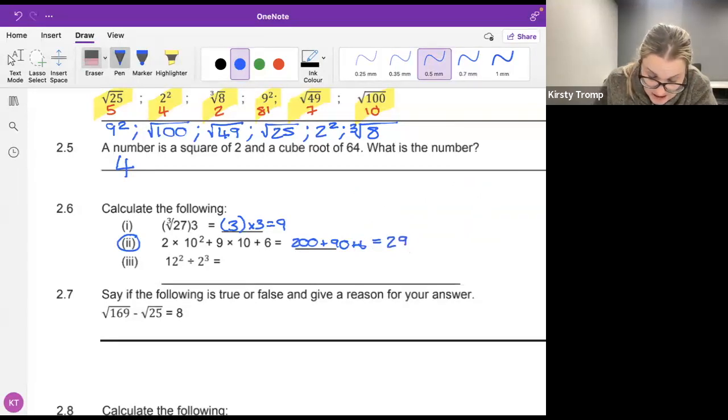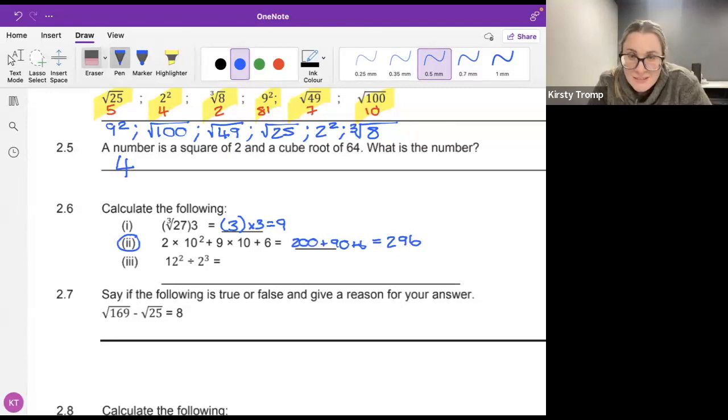So 296. I hope you all saw the way that Christina did that. First of all, she did the orders. So she did 10 squared, which gave her 100, and 2 times 100 gave her 200, plus 9 times 10 gave her 90, plus 6. And the last thing she did was she added. Well done, Christina. Thank you so much. You're welcome.